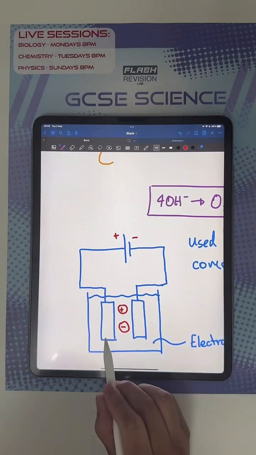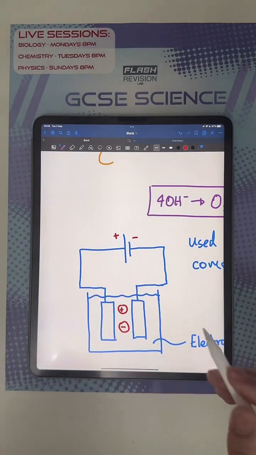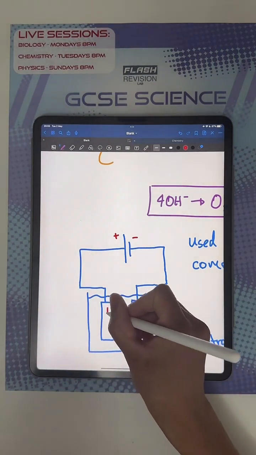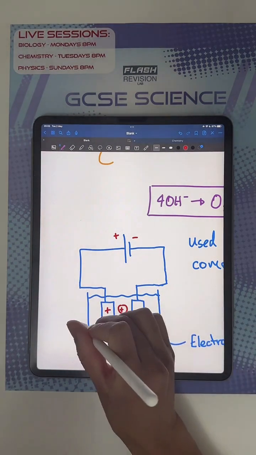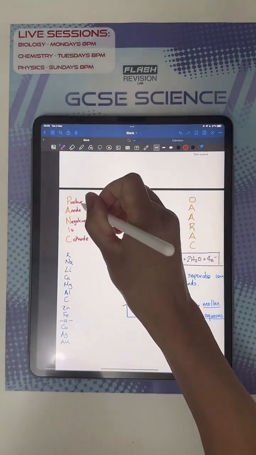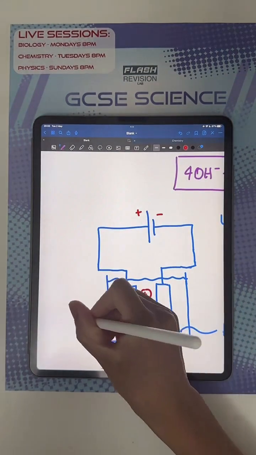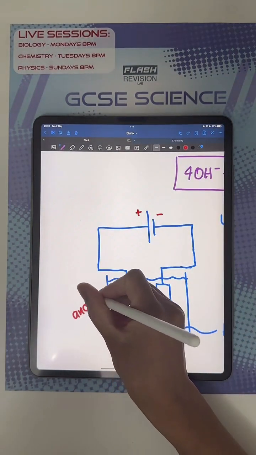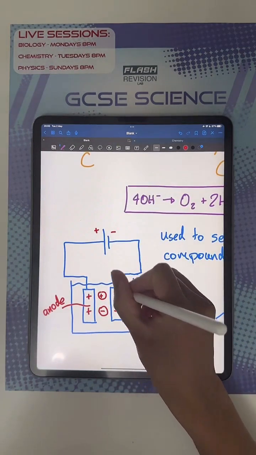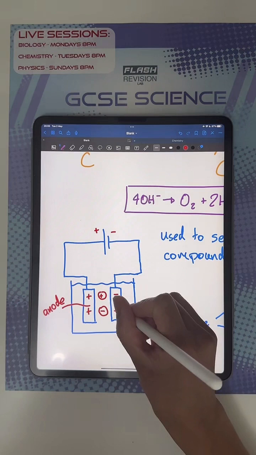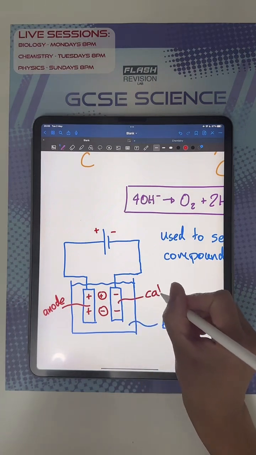So the electrode that's connected to the positive side is your positive electrode, which we just called our anode. So that one's going to be the anode. And the negative one is connected to the negative side of the cell. That's the cathode.